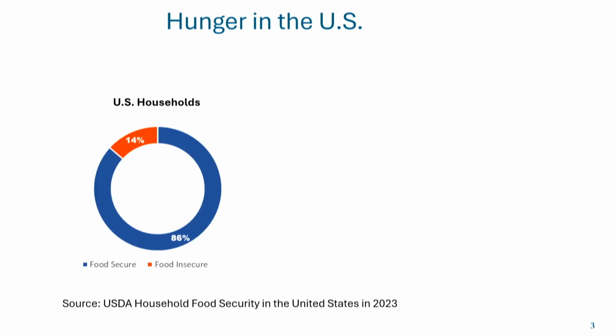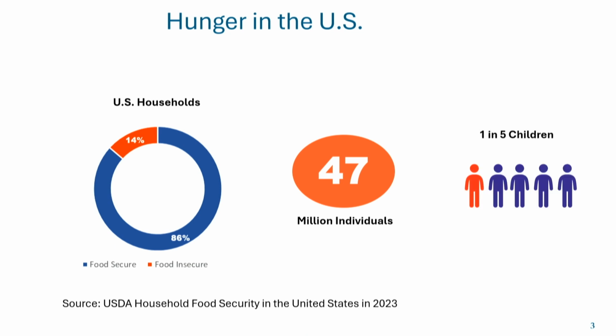So first, I'd like to just set the stage for the talk by talking about hunger in the U.S. As of a recent report by the USDA, approximately 14% of U.S. households are food insecure. Some of you may not have heard the term food insecure, so I'm gonna tell you what that means. It basically defines a lack of consistent access to nutritious food for an active and healthy lifestyle. So when you think about this percentage of 14% of U.S. households, what does that look like in terms of people? That's roughly 47 million individuals and also comprises 1 in 5 children.